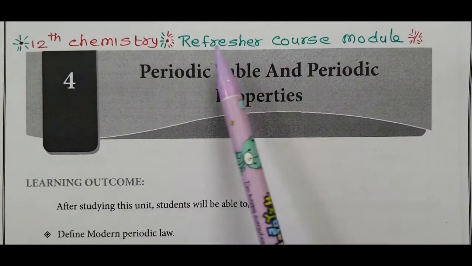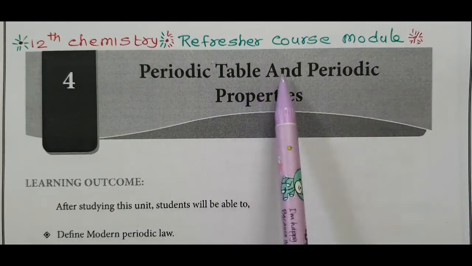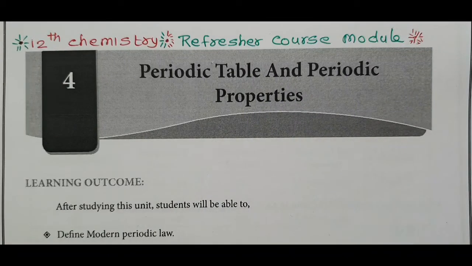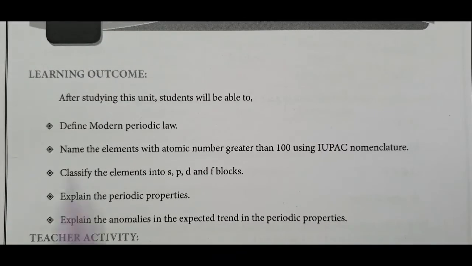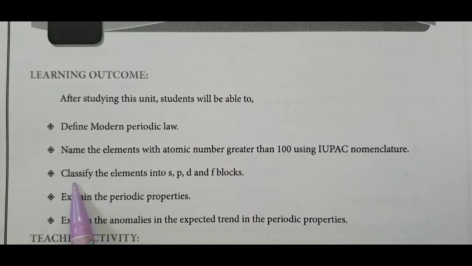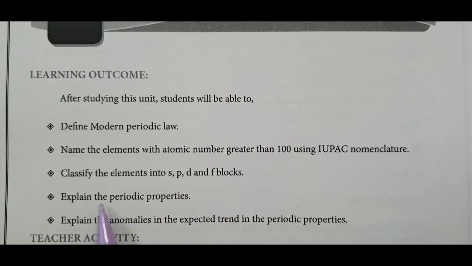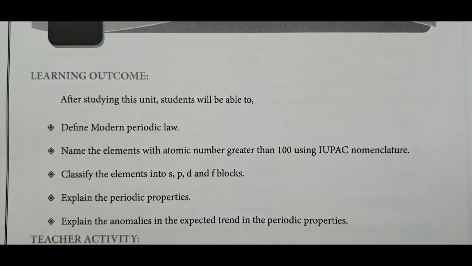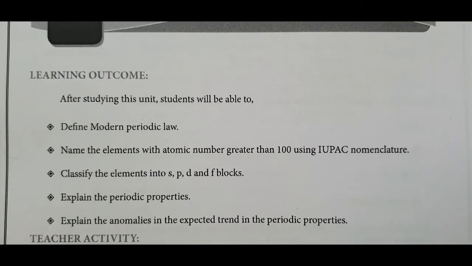12th Chemistry Refresher Course Module, Unit 4: Periodic Table and Periodic Properties. After learning this video, you will be able to define the modern periodic law, name the elements with atomic number greater than 100 using IUPAC nomenclature, classify the elements into s, p, d and f blocks, explain the periodic properties, and explain the anomalies in the expected trend in the periodic properties.